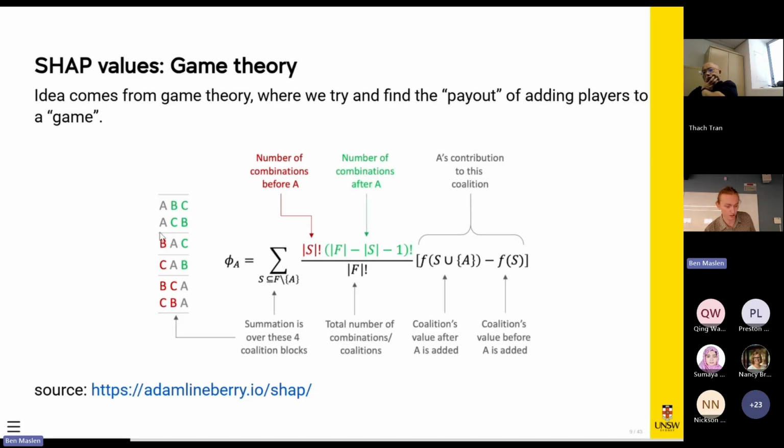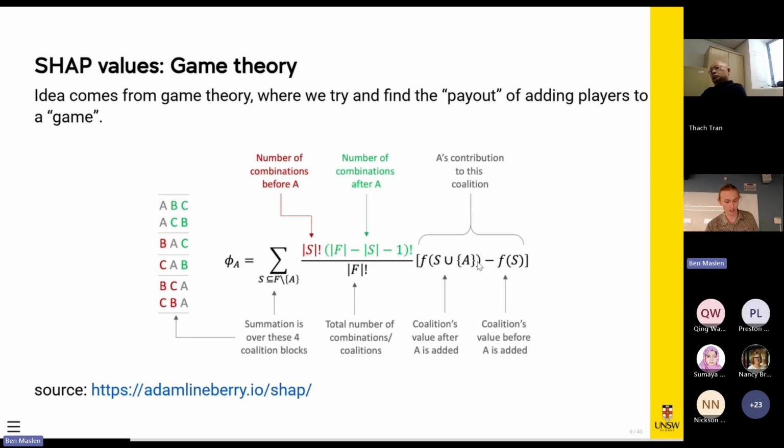In these first 2 combinations, A is added into an empty game. There's no one else in the game. A is the first one in. We call this our first coalition block. In the second coalition block, A gets added in after B. Then A gets added in after C, and then A gets added in after B and C. So there are 4 different scenarios in which A can get added in, and there are sometimes multiple combinations within a coalition.